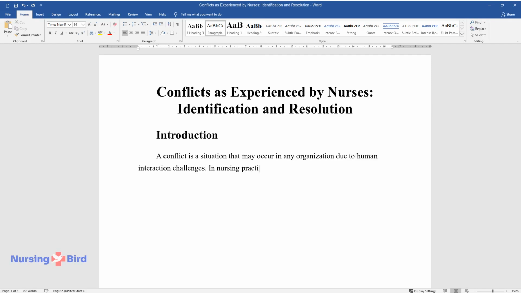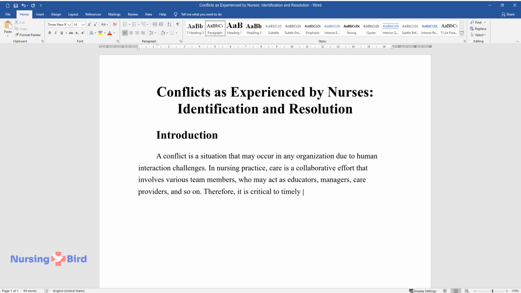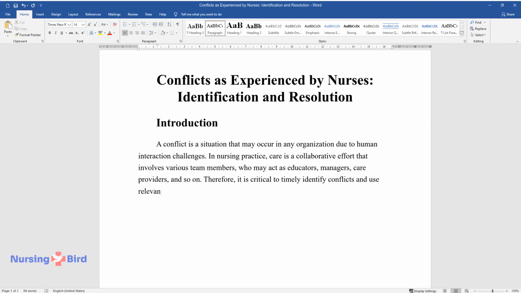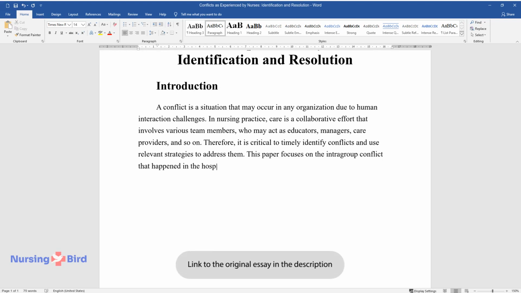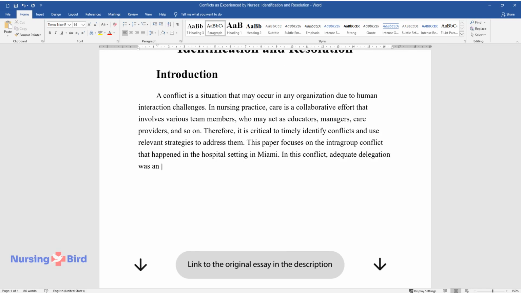In nursing practice, care is a collaborative effort that involves various team members, who may act as educators, managers, care providers, and so on. Therefore, it is critical to timely identify conflicts and use relevant strategies to address them. This paper focuses on the intragroup conflict that happened in the hospital setting in Miami. In this conflict, adequate delegation was an issue, and nurses had difficulties in collaborating.